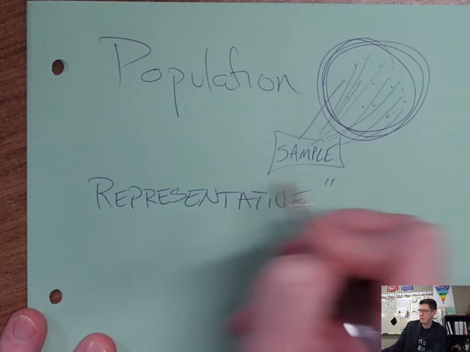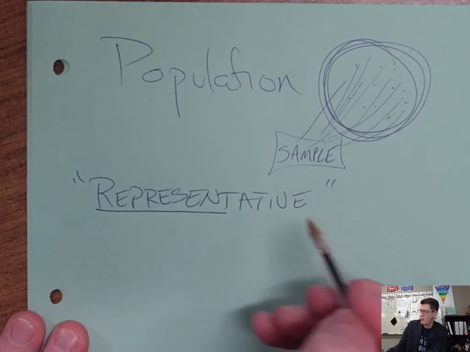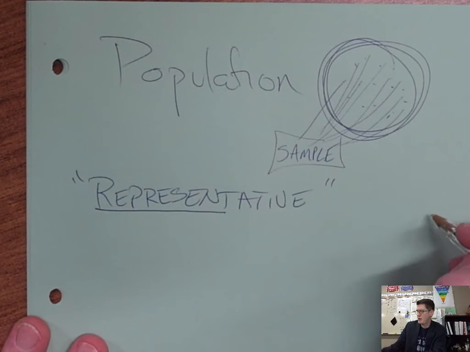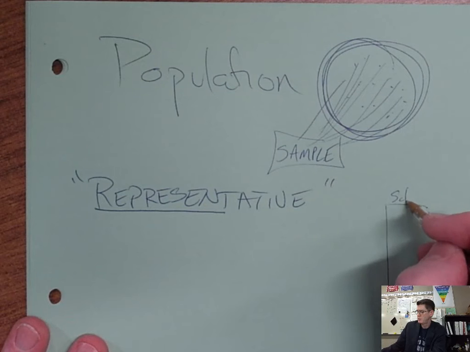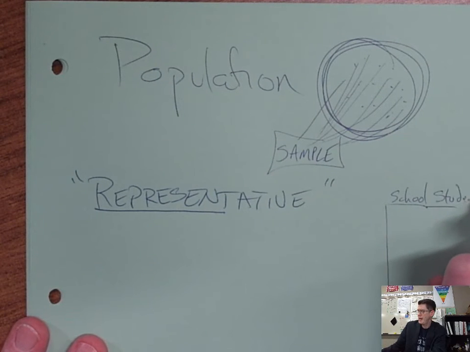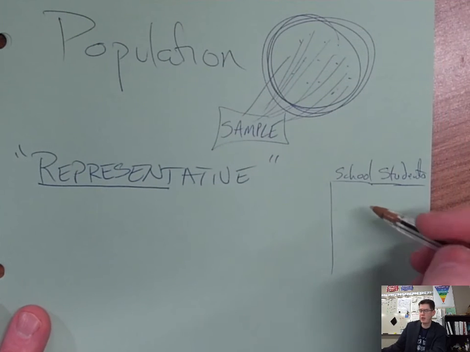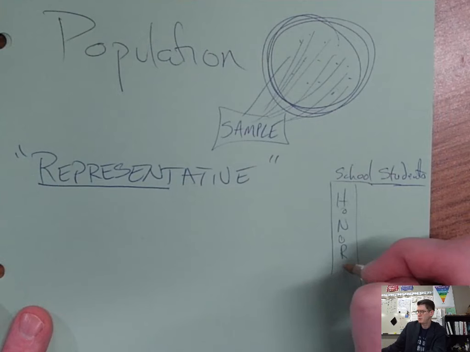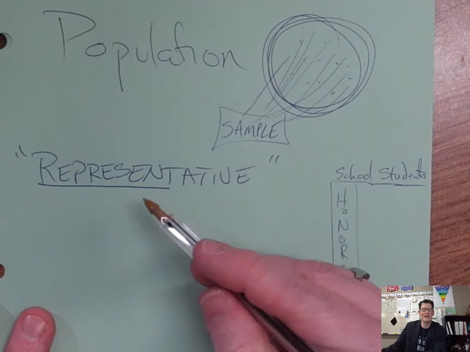We want it to be representative. That means we want it to represent well the whole population. If I want to look at all the students in a school, and I choose that well, I'm going to look at all the honors students. Is that going to represent everybody?